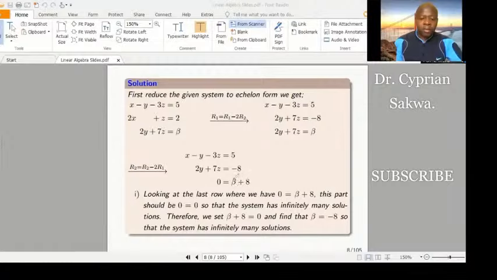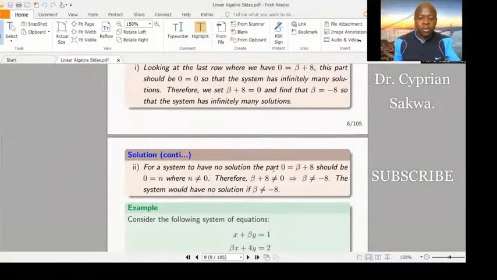You see, when can this be zero? This value can be zero when beta is negative 8. But when beta is something different from negative 8, the value here would be non-zero. So that's my solution. For a system to have no solution, this part should be zero equals n, where n is non-zero. Therefore, we set beta plus 8 not equal to zero, and this implies that beta should not be equal to negative 8. So the system would have no solution if beta is not equal to negative 8.